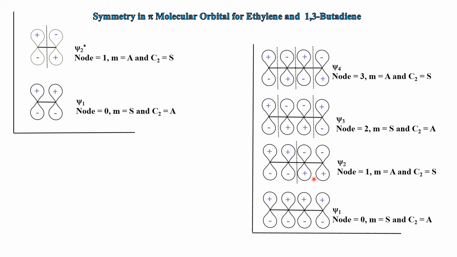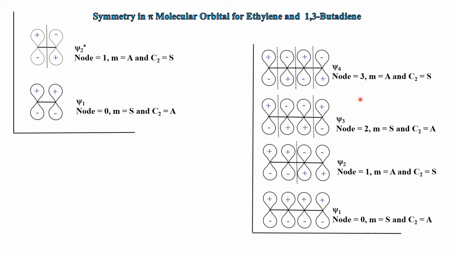What we have observed in these observations, how number of nodes can be calculated. Simply n minus 1. N means energy level. Xi1. 1 minus 1, 0. So number of node is 0. Xi2. Value of n is 2. So 2 minus 1 equals to 1. Number of node is 1.